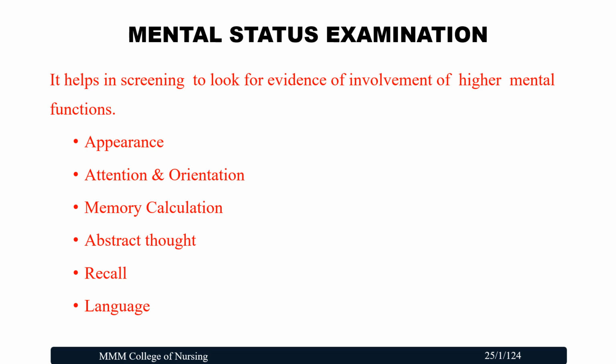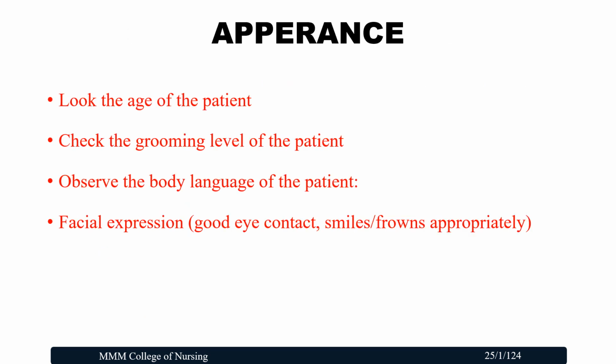Appearance. Look at the age of the patient, observe the physical features of the patient that are associated with certain conditions such as almond shaped eyes associated with Down syndrome. And the second, check the grooming level of the patient, whether the patient is dressed appropriately for the situation and the weather, and monitor how comfortable the patient is in social situations.